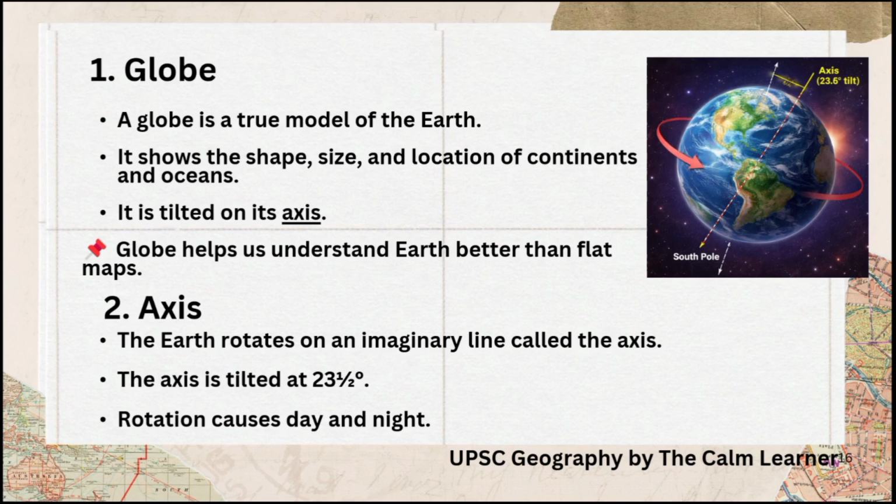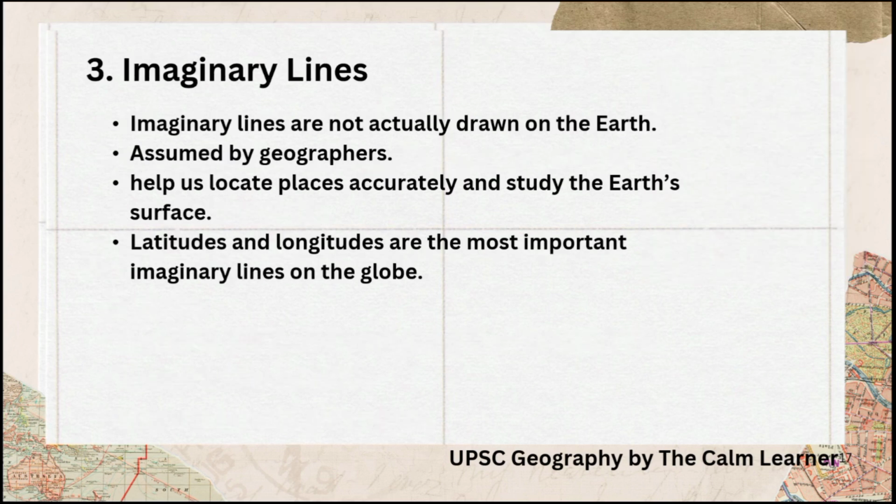Now, if we link the axis with rotation, we see that the Earth takes about 24 hours to complete one rotation on its axis. This rotation of the Earth is responsible for day and night. So, the axis of the Earth, its tilt and its rotation are all closely connected. Now that we understand the axis, let us continue with the next concept.